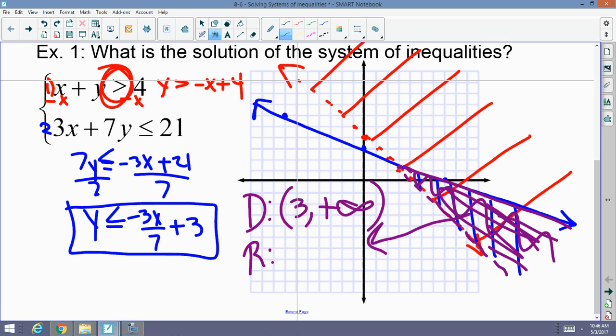My range would be from 1, and actually, wait, gotta go back the other way. Negative infinity to 1.